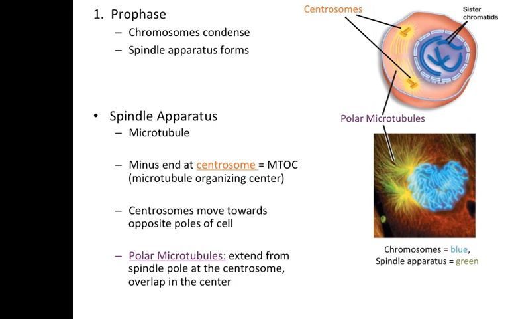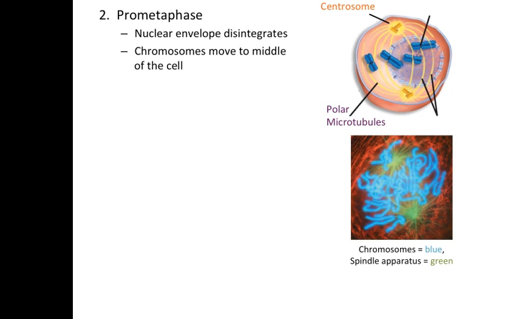The second step in mitosis is called prometaphase. There are two major events that occur during prometaphase: the disintegration of the nuclear envelope and the movement of the chromosomes towards the center of the cell. As mentioned earlier, the spindle apparatus is essential for chromosome movement. A type of microtubule called kinetochore microtubules are important for this process during prometaphase.